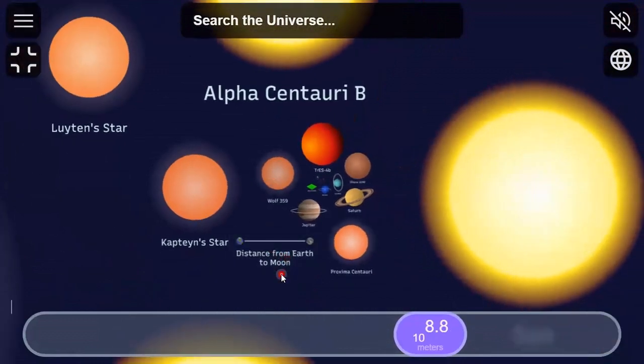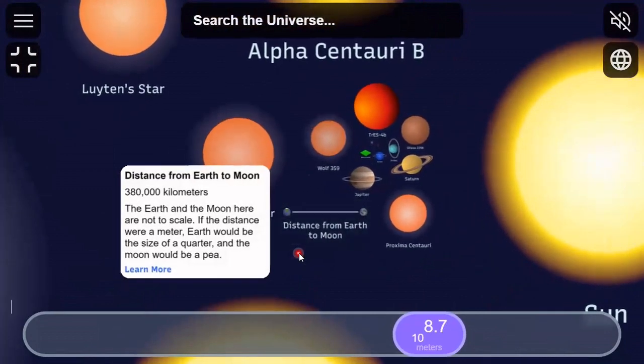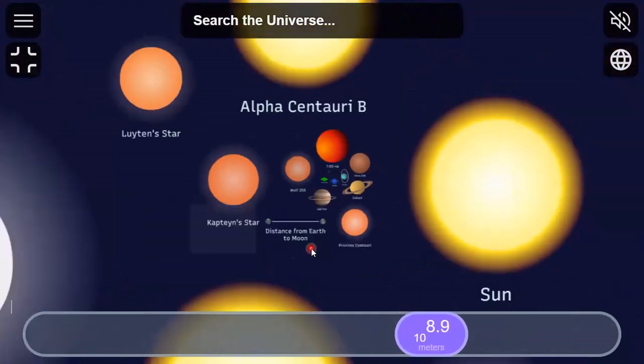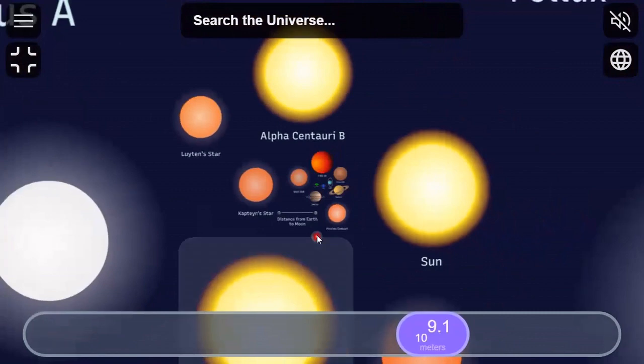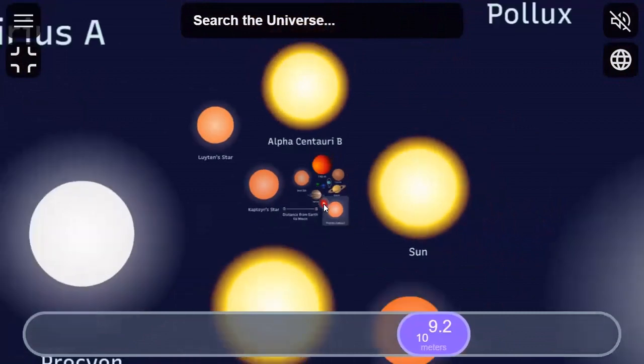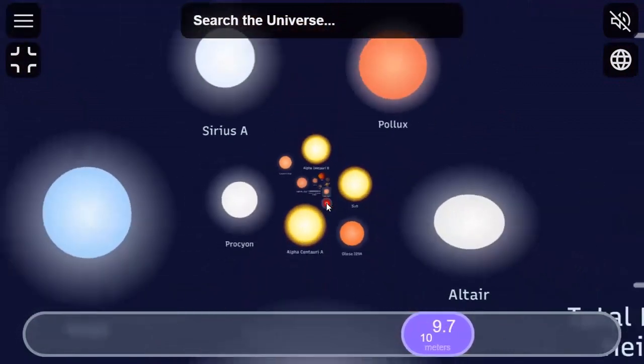Look at this, distance from Earth to Moon. It's about 380,000. Alpha Centauri B, Sun.